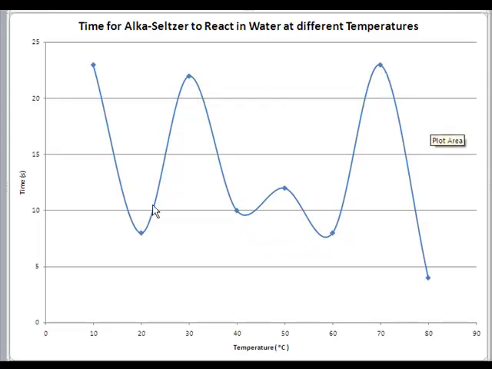up again. If we get a pattern where our data points keep going up, down, up, down, up, down, what that's basically telling us is that our variables have no relationship between each other. Or in other words, the temperature of that water had nothing to do with how much time it took for the Alka-Seltzer to react with the water.